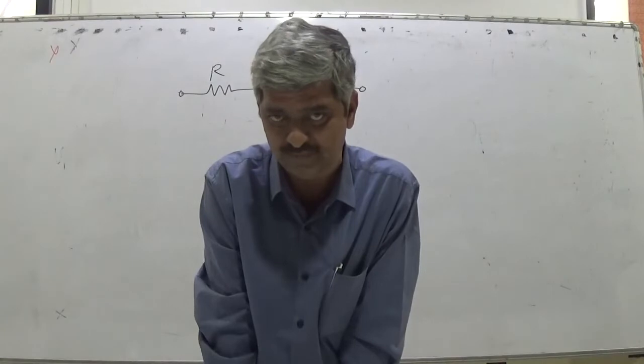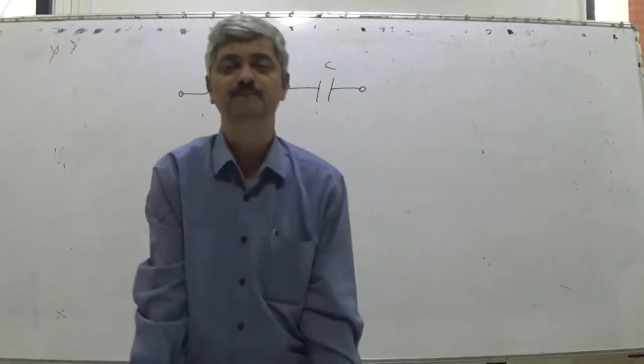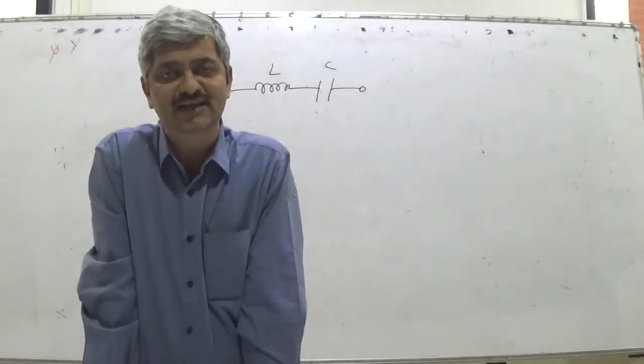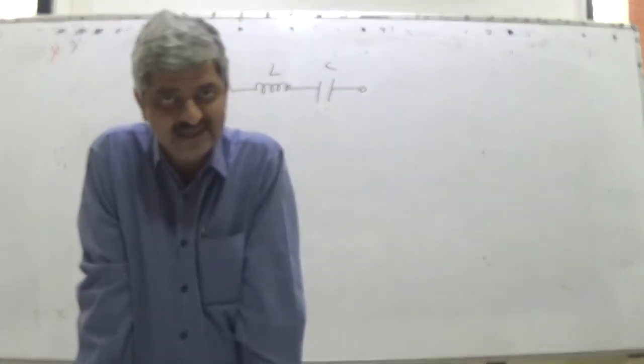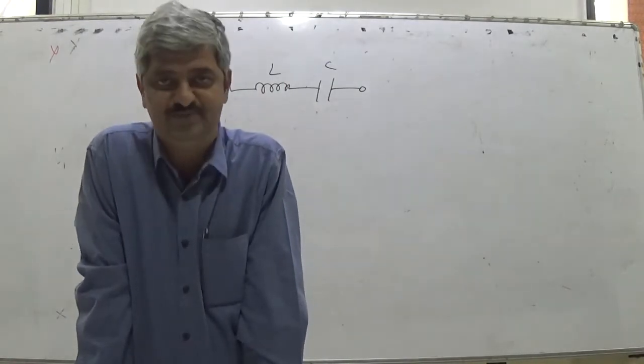So resistance has no role to play in determining resonant frequency. Before resonant frequency, the net effect of L and C is like C, so it behaves like an RC circuit. At resonance, they cancel each other's effect. LC becomes short, as if it is short, so it is a pure resistor.